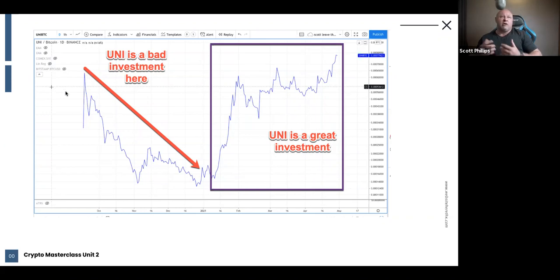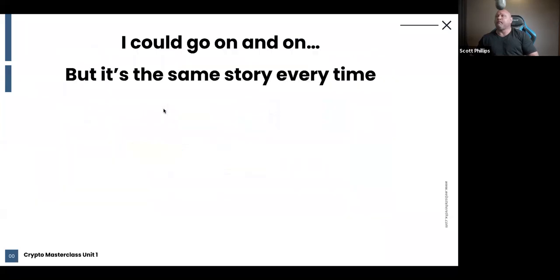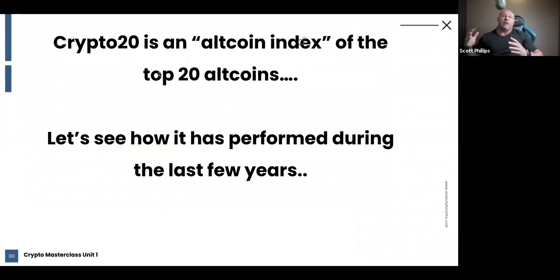So we're seeing a trend here. The game with these things is to not hold them here and hold them here. That's the game. I could go on and on, but we've got a lot to get through today. I promise you, it's the same story every time. Shitty coin does nothing, does nothing, does nothing, bam, shitty coin goes through the roof. Idiots come in, stops going through the roof.